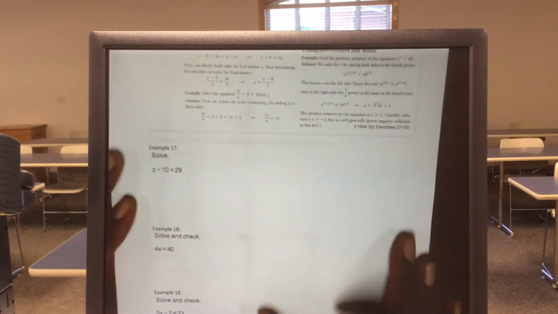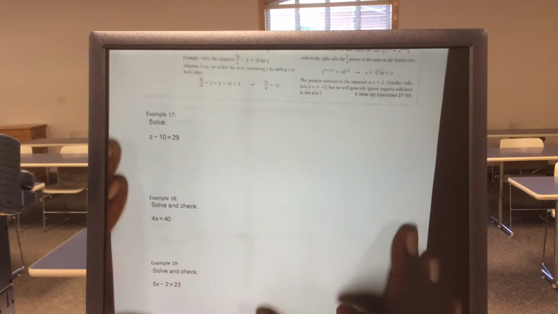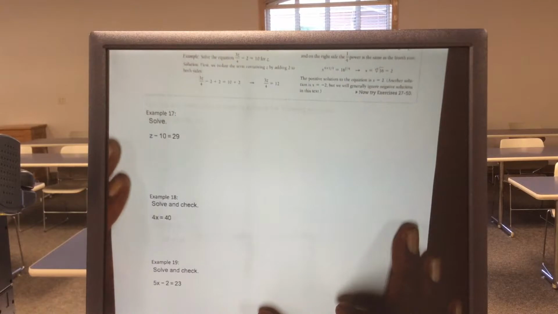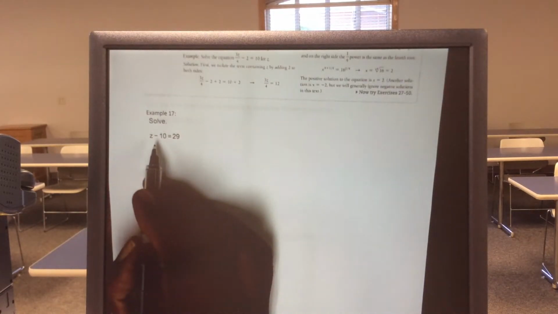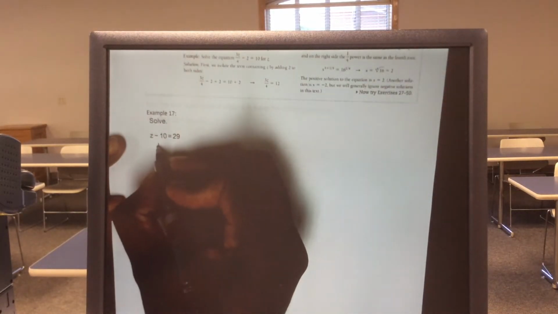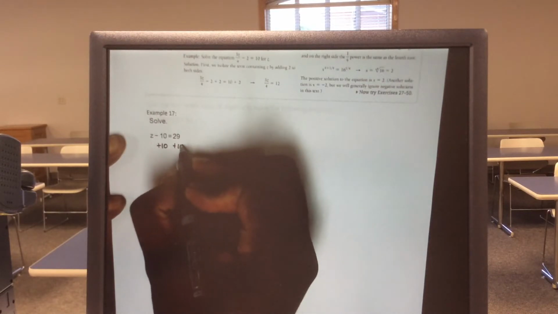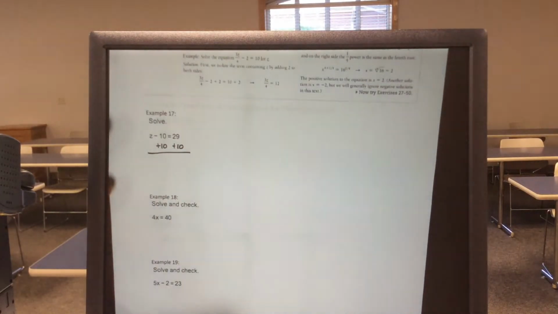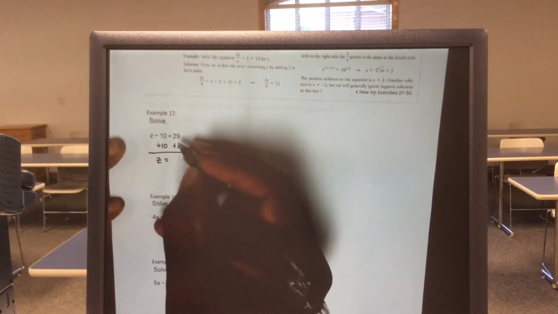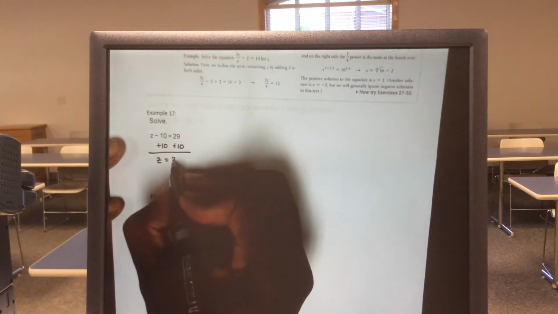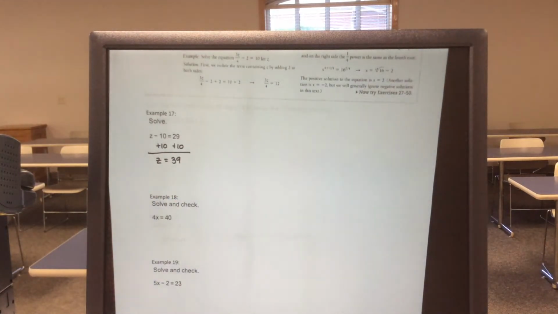We'll start with this one. Z minus 10 is equal to 29. And here I want to solve this equation for Z. Here I'm subtracting 10, so we need to do the opposite of subtracting 10, which will be to add 10 to both sides of this equation. So that means I'm going to have Z is equal to 29 plus 10, which is 39. So Z is equal to 39. That will be the solution to that linear equation.